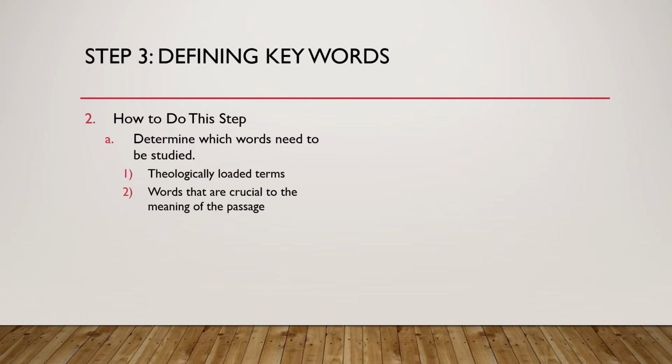So if you were to take this word out, it would completely change the meaning of the passage. Number 3, words that are repeated or indicate a theme in a book. So like, if you thought about joy in the book of Philippians, or maybe trials in the book of James, or wisdom in the book of James, or something like that.